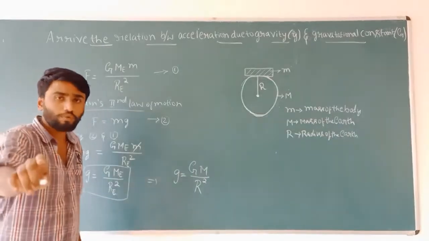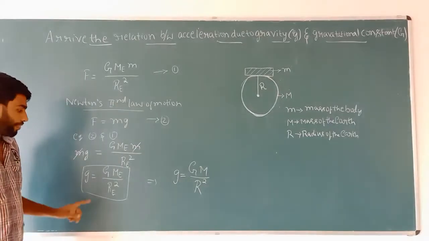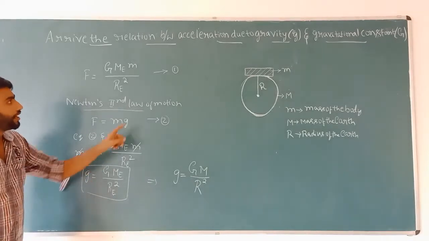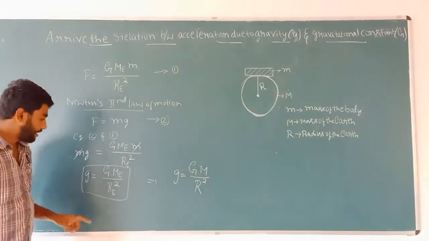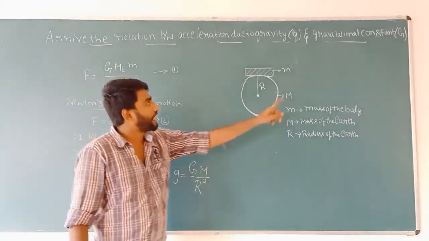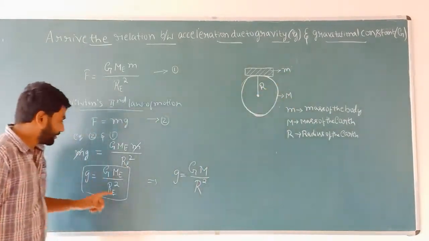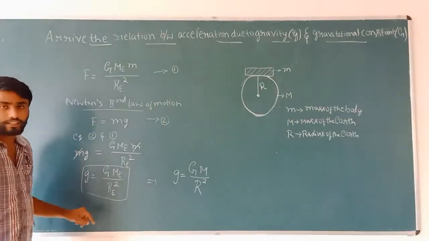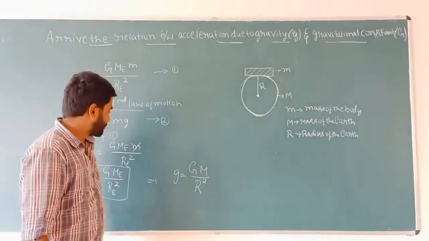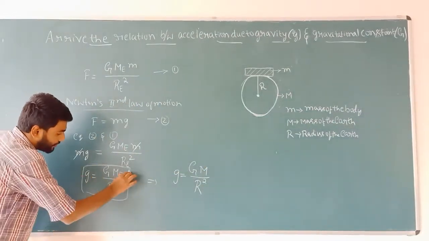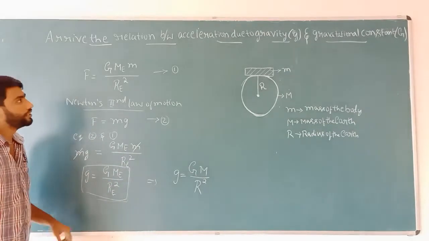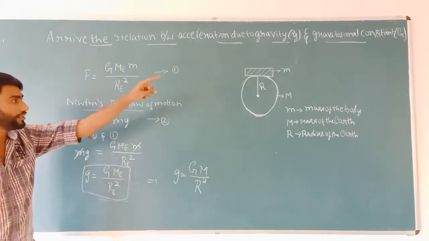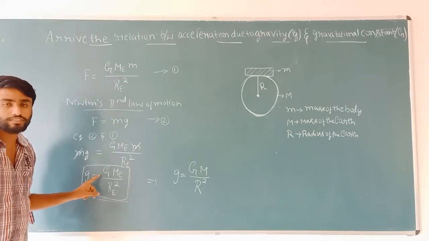So here small g is the acceleration due to gravity, capital G is the gravitational constant, m e is the mass of the earth, r e is the radius of the earth. So this equation shows the relation between acceleration due to gravity and gravitational constant G.